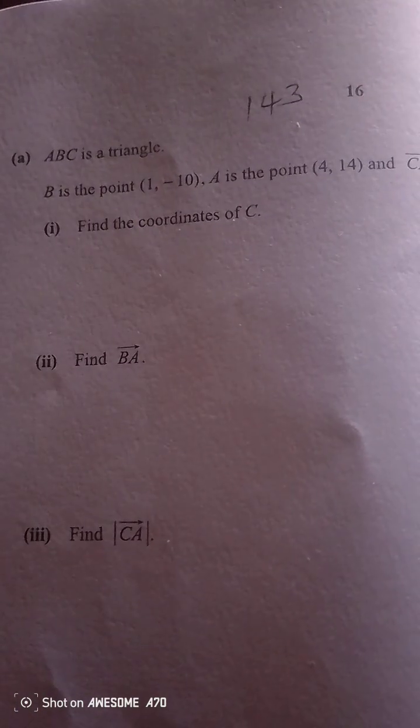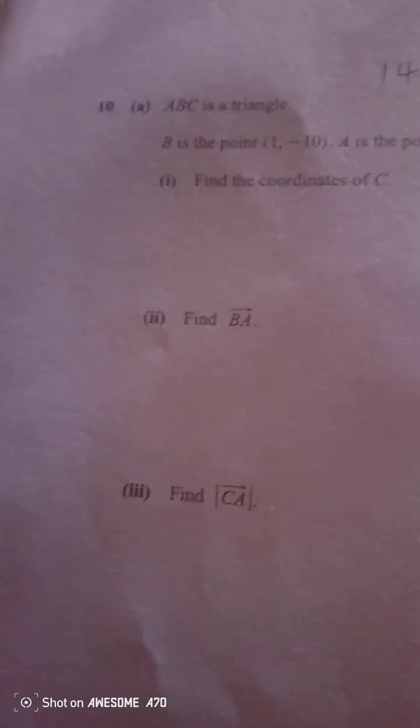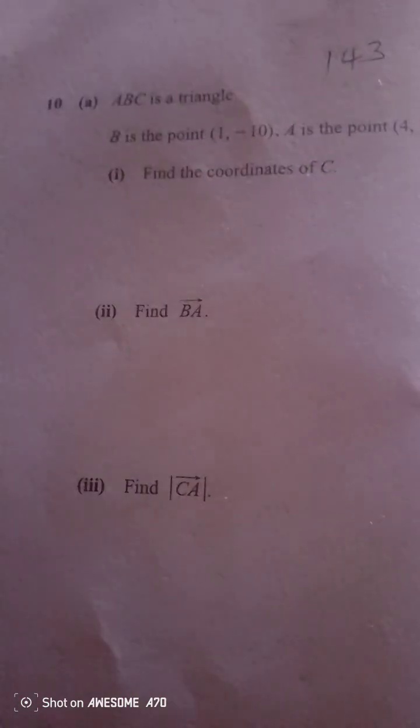In today's class, let's look at this vectorial question. ABC is a triangle. B is the point (1, -10), and A is the point (4, 14), and vector CA is equal to (-11, 8). Part (i): find the coordinates of C.